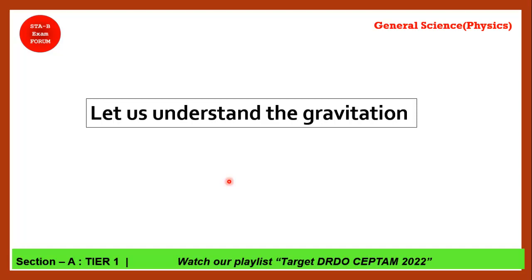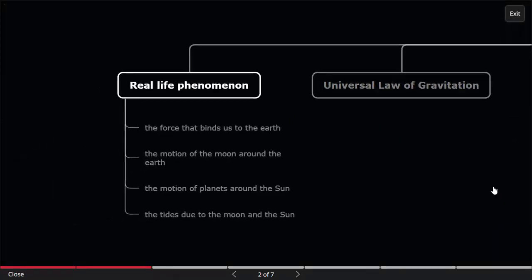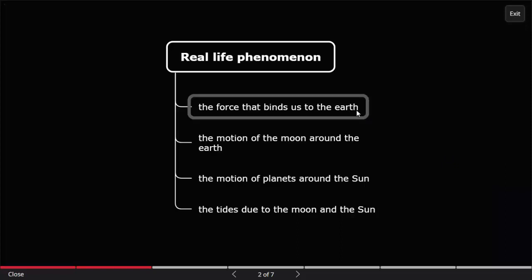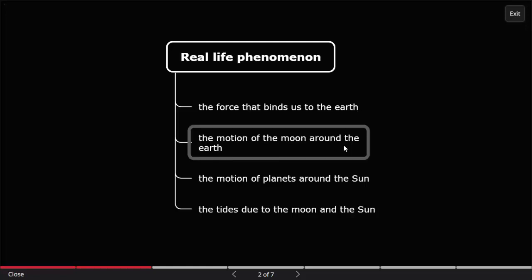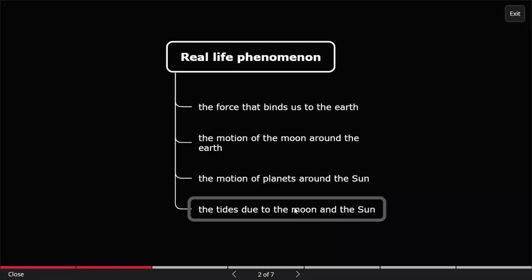Now let us understand the important concepts in the gravitation chapter. Students, in gravitation you should know these five things at least. What are these? The first one is real life phenomena. What does this mean? The force that binds us to the earth is because of gravitational force. The motion of the moon around the earth or the motion of planets around the sun is also because of the gravitational pull. Moreover, the tides due to the moon and sun are also because of the gravitational pull. Students, these are the real life phenomena that at least you should know. The reason behind all these phenomena is nothing but gravitational force.